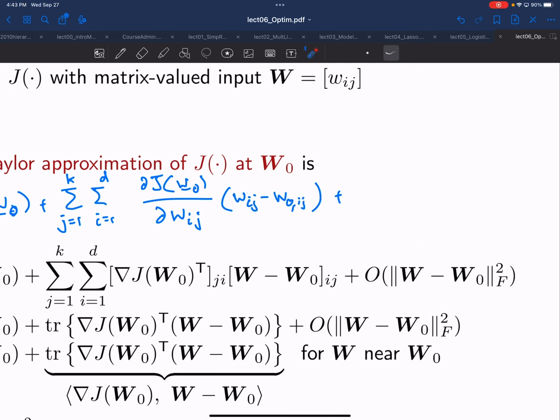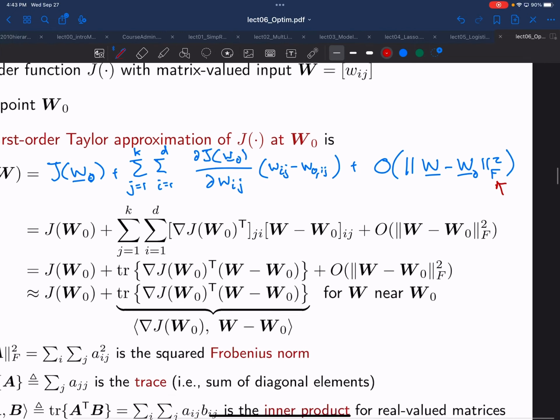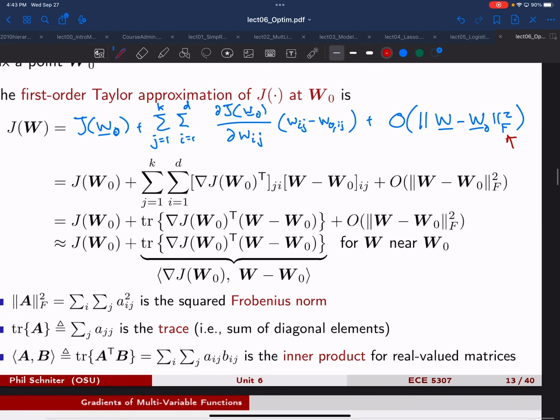Same idea, right? We'll have a double sum. And so if I have a matrix and I want to sum over the squares of the elements, we've seen this before. It's called the Frobenius norm. Squared Frobenius norm means you have a matrix, you look at the sum of squares of all the elements of the matrix. So that is going to be big O of W minus the reference point. And this F here tells us it's the Frobenius norm, or the sum of the squares. Okay, so that's the idea.